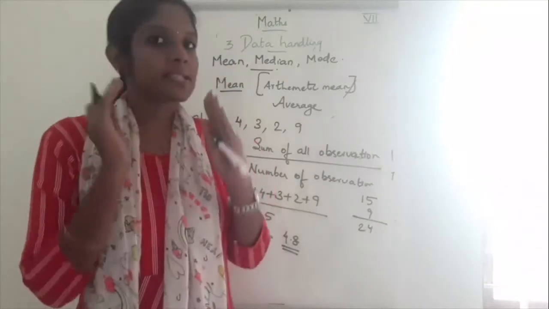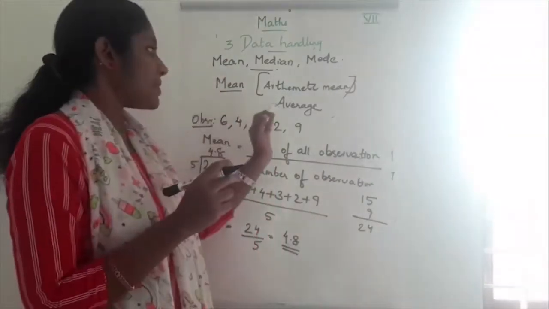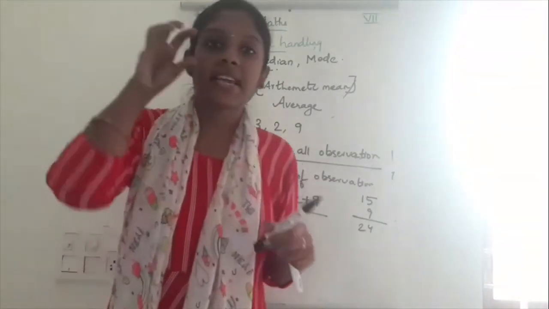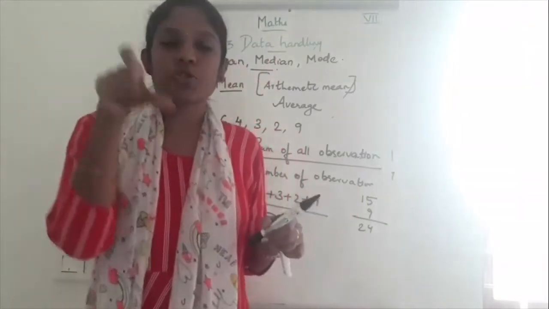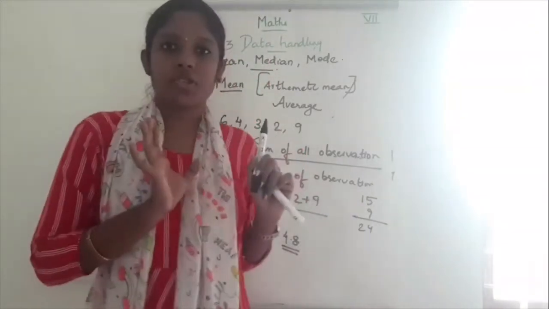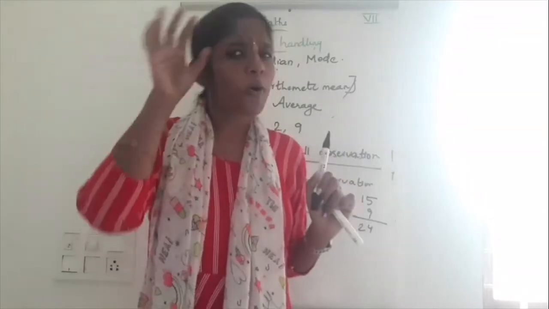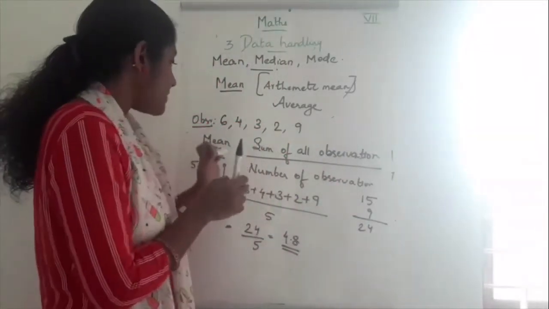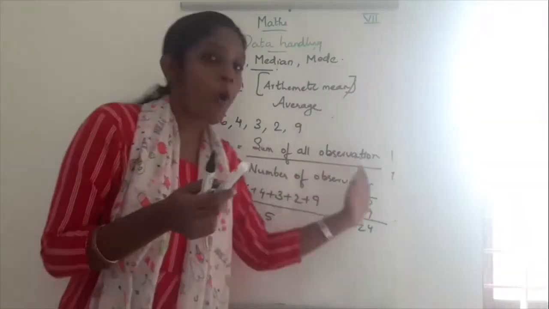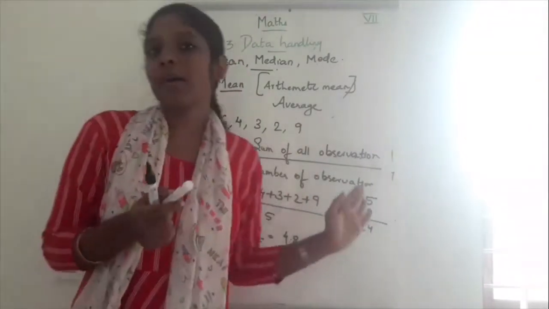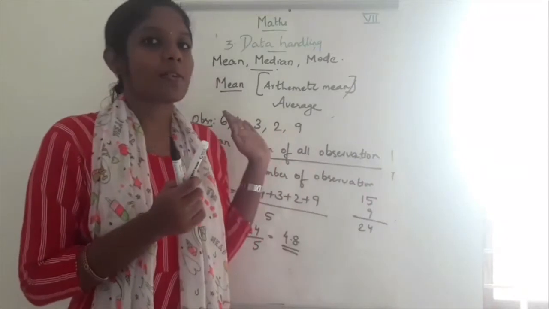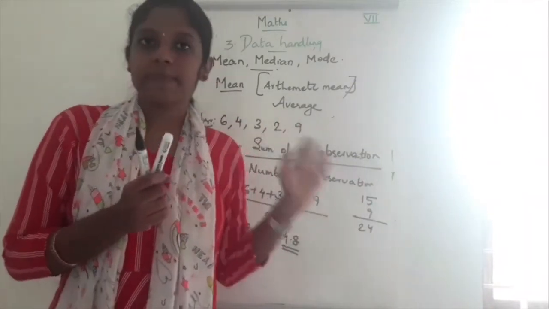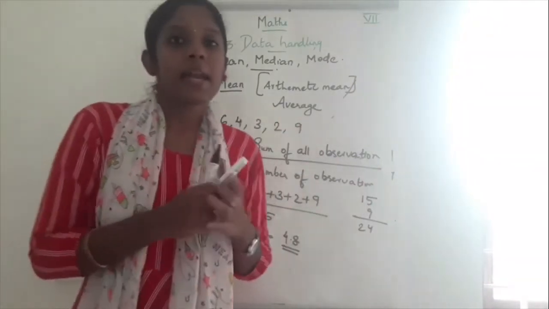So hope it is clear for you what is arithmetic mean or average. It is a central tendency. That is central tendency, or you can simply say it is the average of a set of data. How will you find the mean? It is sum of all observations by number of observations. So mean is also called the arithmetic mean.